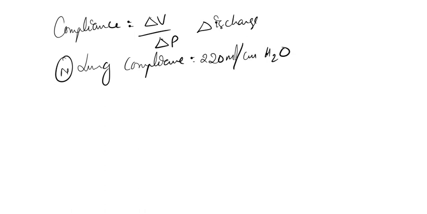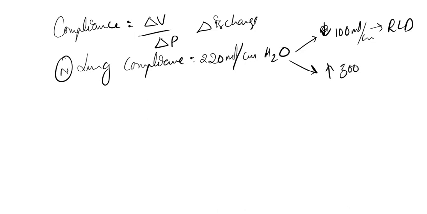Now, if the lung compliance decreases, for example if the lung compliance is given as 100 ml per centimeter H2O, that implies the lung compliance decreased, then it is a restrictive lung disease. If the lung compliance is increased, for example 300 is given in the question, then it is emphysema. Why? We already saw that the high compliance is seen with only one disease, that is emphysema, right? But what about obstructive lung diseases? We see normal lung compliance.